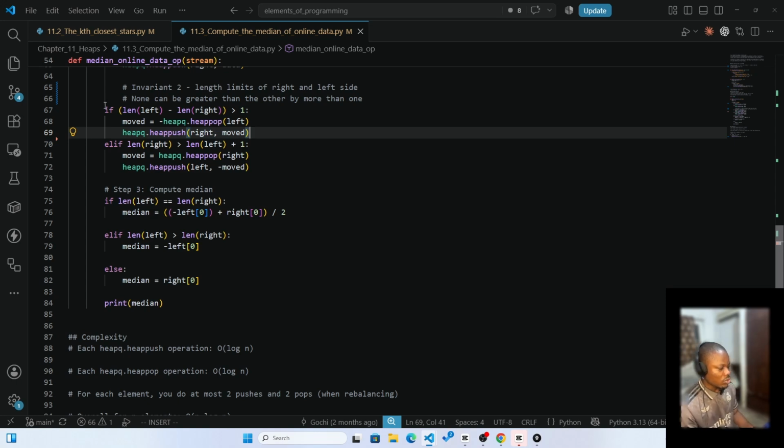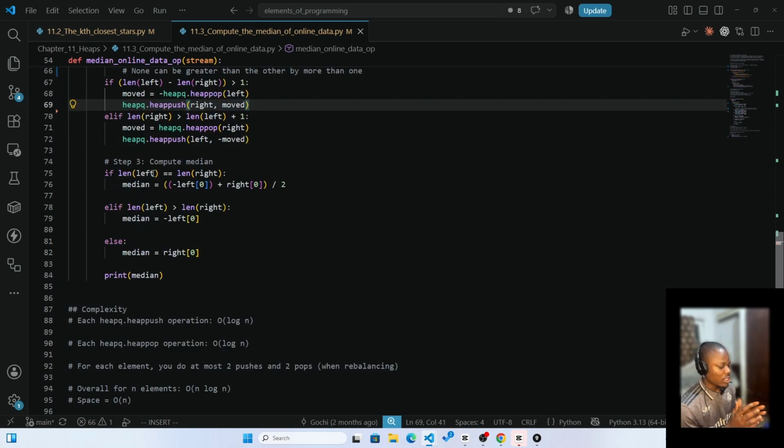So that's what we see here. We say if the length of the left and the length of the right is greater than one, then move from the left to the right. Else, and that's because we are pushing to the left first, if the right is greater than the length of the left by one, then move from the right to the left. So basically we are trying to consolidate and make sure that everything is equal between the two of them, as we eventually want to solve for the median.